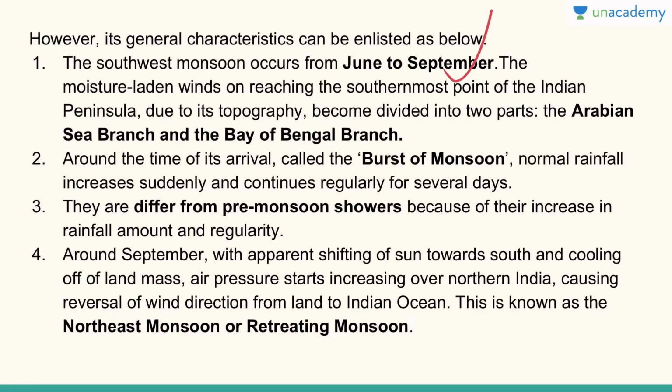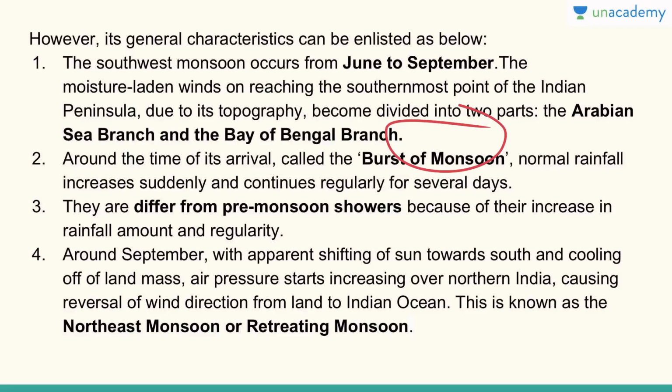Moisture laden winds on reaching the southernmost point of the Indian peninsula, due to its topography, become divided into two parts. One is the Arabian Sea branch, one is the Bay of Bengal branch. Around the time of its arrival, called the burst of monsoon, normal rainfall suddenly increases and continues regularly for several days. They are different from pre-monsoon showers because of their increase in rainfall and regularity.